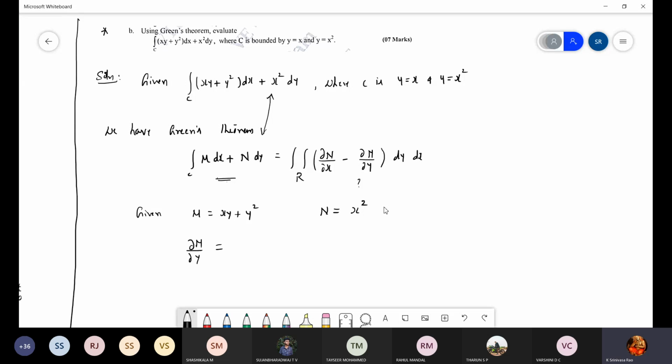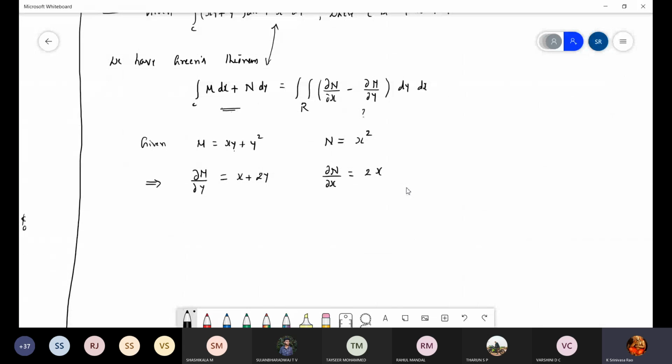Differentiate partially. Dou m by dou y is x plus 2y. With respect to y, the differentiation of y is 1, keep x as it is, and y square differentiation is 2y. And dou n by dou x is 2x. Okay. Now consider the RHS.